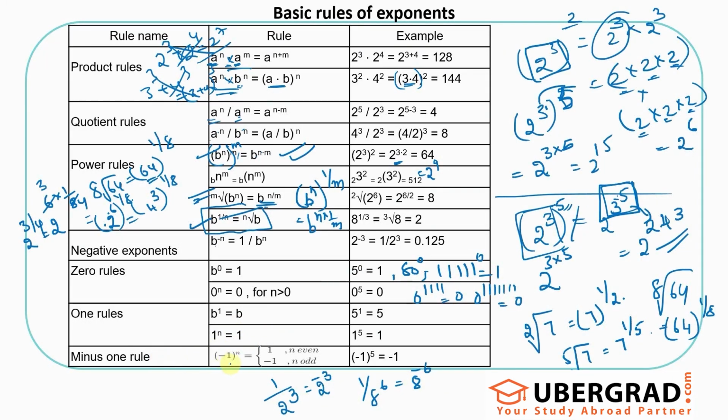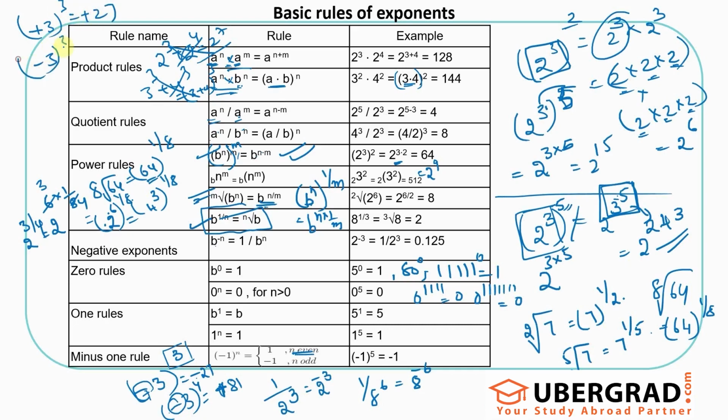This one is something slightly important, that is minus 1 whole power n. So when I'm talking about minus 3 whole power 3, that's going to give me minus 27. Minus 3 whole power 4 is going to give me plus 81. So the sign is going to be negative or positive depending on whether the power is odd or even. If the power is even, it's always going to be plus. If it's odd, then it will retain the sign. What I am saying is this: plus 3 whole power 3 is plus 27.